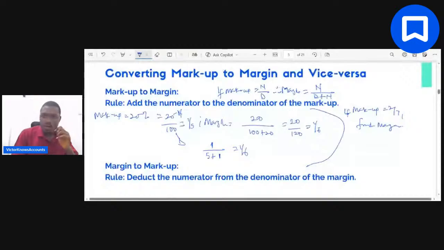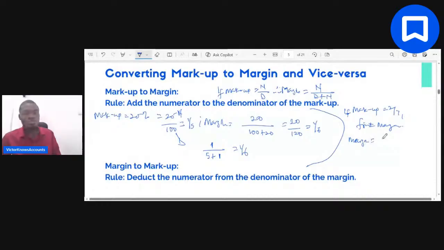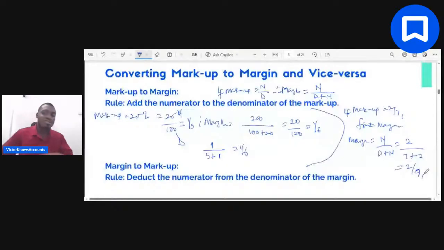I hope we are still together. So if markup equals 2 over 7, find margin. Margin will be equal to n over d plus n. The numerator is 2, the denominator is 7 plus the numerator again, 2. So our margin is 2 over 9. It's as simple as that.